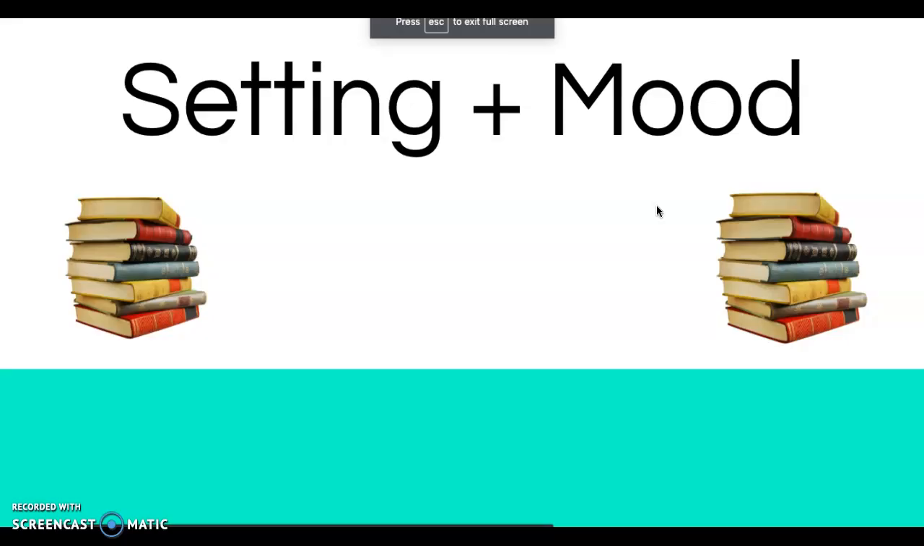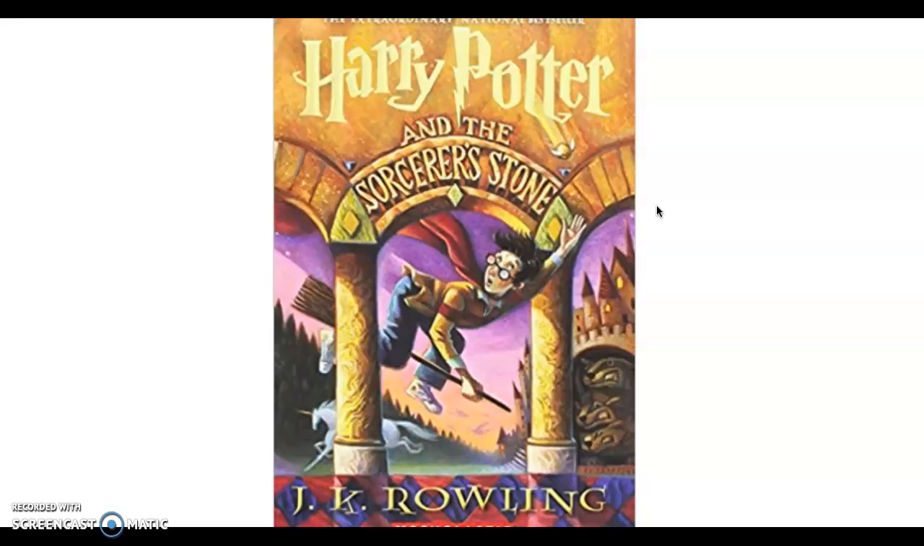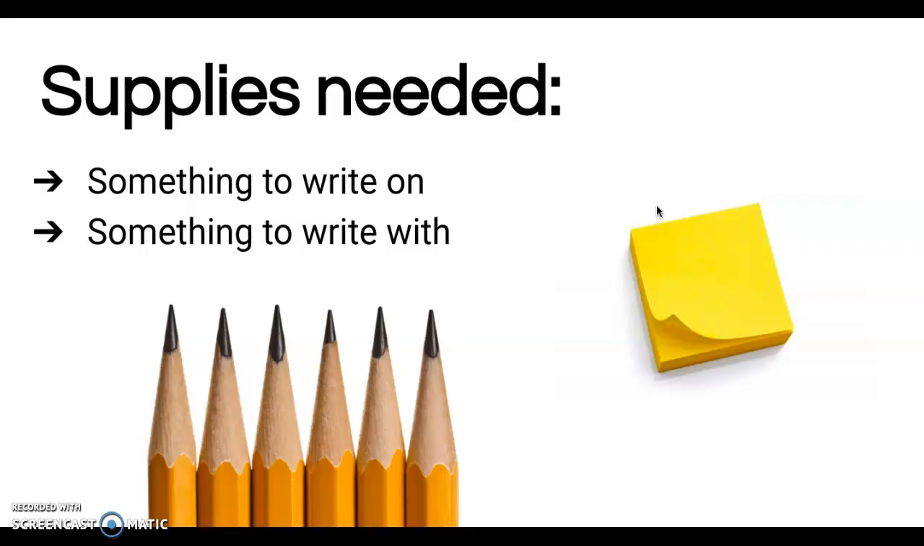Welcome to this video lesson over setting and mood. Our objective is to understand how setting impacts the mood of a text and to be able to identify the mood of a text. We're going to be using some examples from Harry Potter and the Sorcerer's Stone, and you're going to need two things in order to complete this lesson today. Something to write on and something to write with. Go ahead and pause the video, grab those supplies, and resume when you're ready.